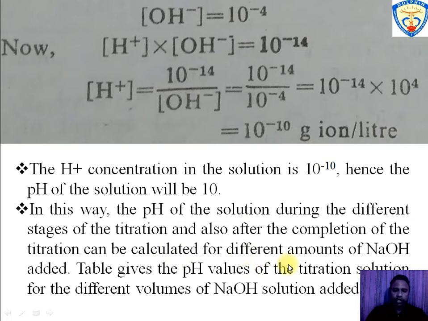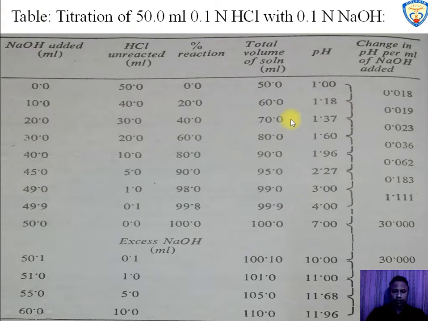So in my next slide, the table shows the pH change during the different volumes of NaOH added. In this table, the titration of 0.1 normal HCl 50 ml with 0.1 normal NaOH. The pH when no NaOH is added is 1, and after adding 10 ml of NaOH, pH is 1.18. After adding 20 ml of NaOH, pH is 1.37, and after adding 30 ml of NaOH, pH is 1.60. Then after adding 50 ml of NaOH, pH is 7.